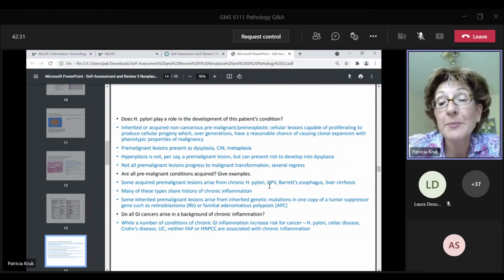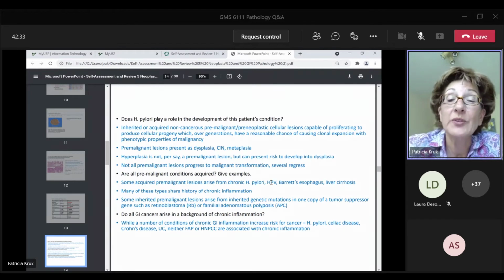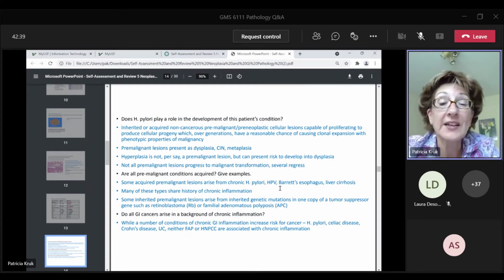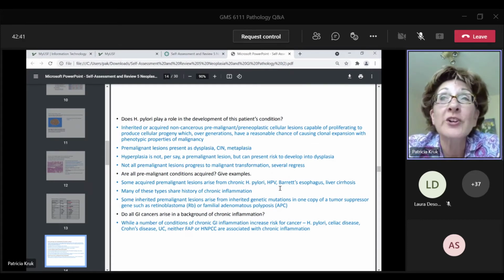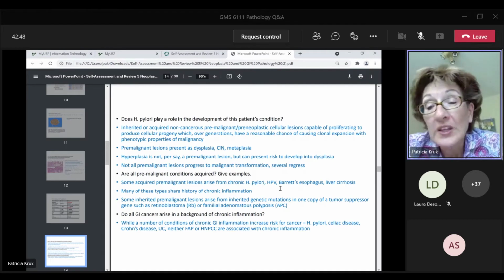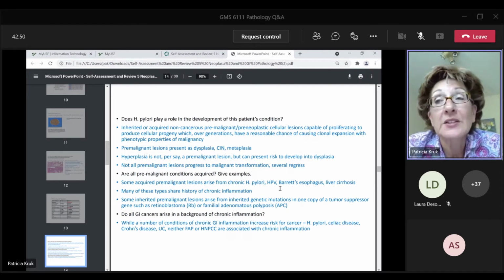But some of the other examples are things like chronic infection with HPV, Barrett's esophagus, liver cirrhosis. And again, a lot of these have in common a history of chronic inflammation. The cells just cannot stand and handle the damage in perpetuity. So eventually, the way they adapt and handle it is to undergo malignant transformation.